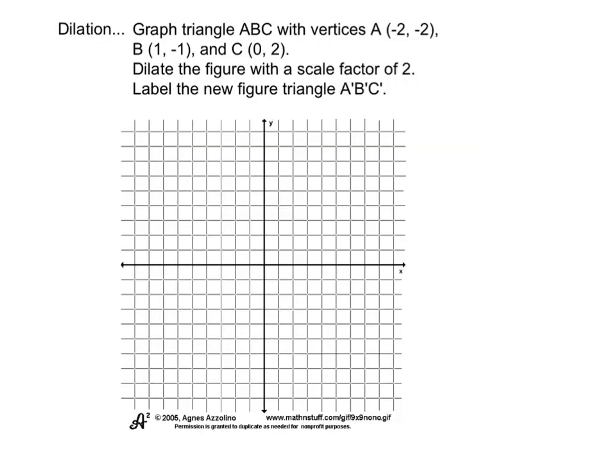Let's now go through how to do a dilation. We are going to graph triangle ABC with vertices A(-2, -2), B(1, -1), and C(0, 2). Let's dilate the figure with a scale factor of 2 and label the new figure triangle A', B', C'. Here we go.